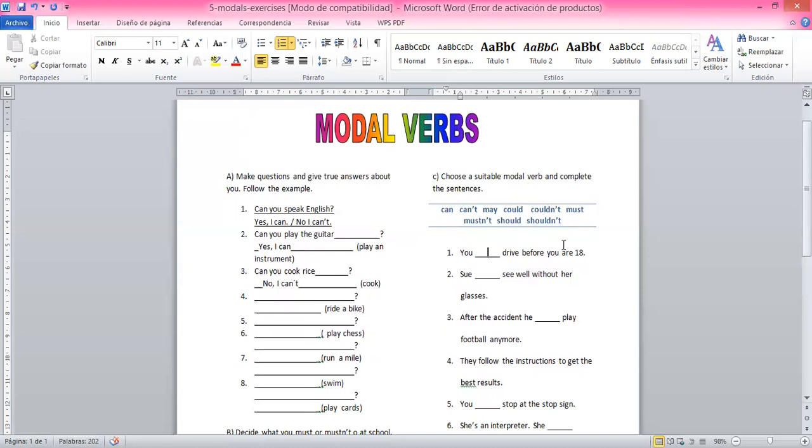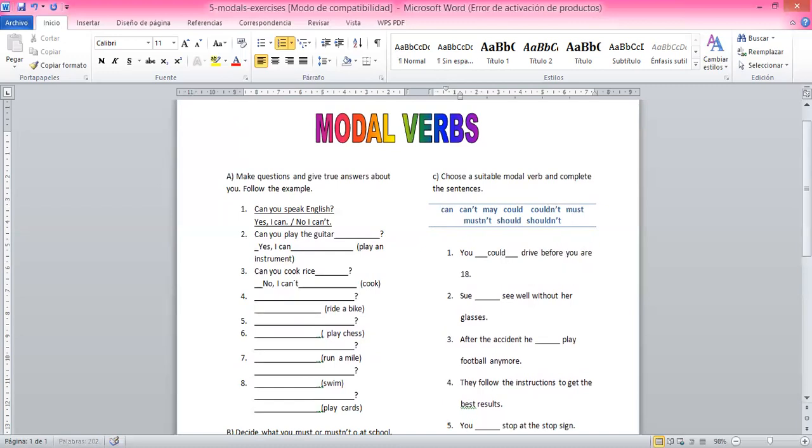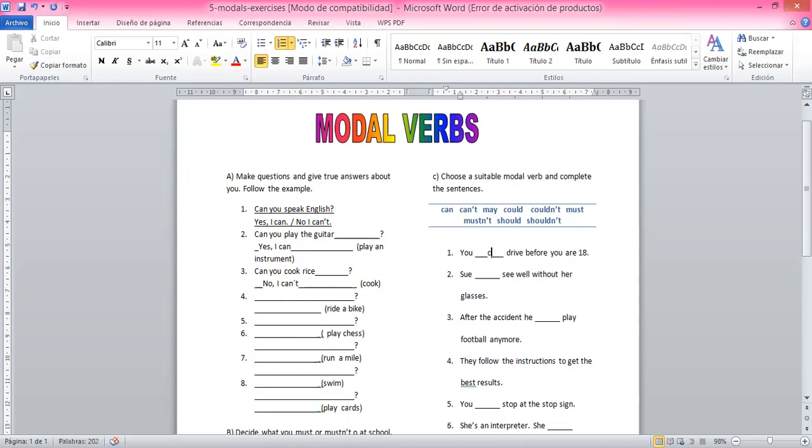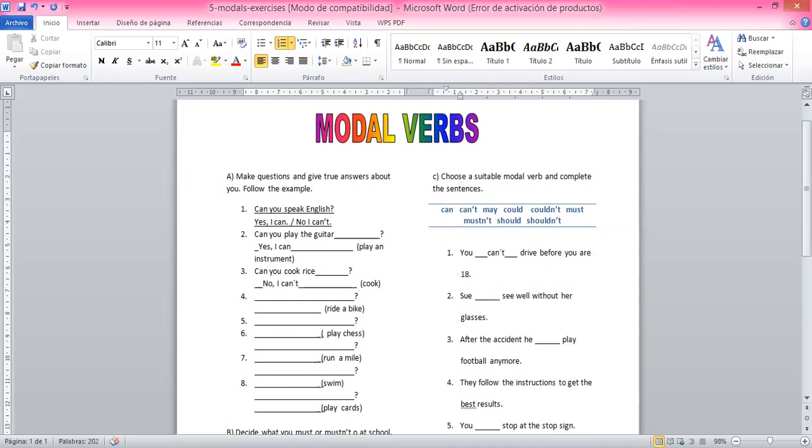You could, can't. This one? Yep, could. You could drive before you are 18. In negative, I couldn't. How do you translate that sentence? ¿Nos puedes manejar antes de los 18? Yes, but if you tell me couldn't means no podrías. Okay, so it's not that. Entonces, can't, right? You can't drive before you are 18.